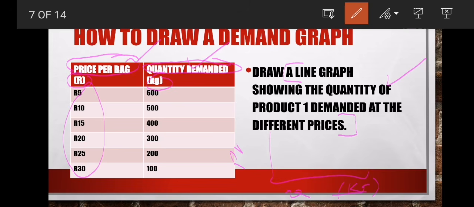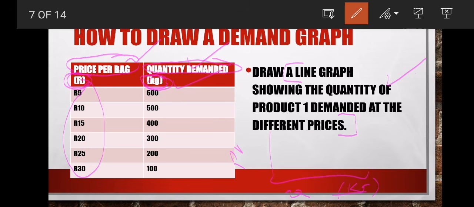Another thing, you will get a mark for these two, if these correct units are included. How many marks do we have? We have 1, 2, 3, 4, without even drawing the line. Then now we move on. They say draw a line graph. You draw a line graph.